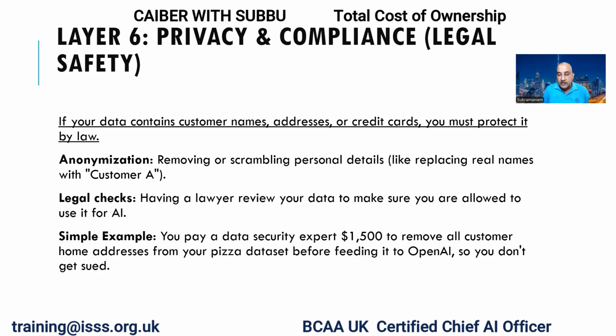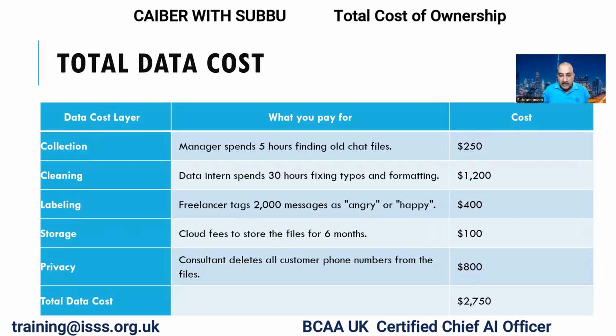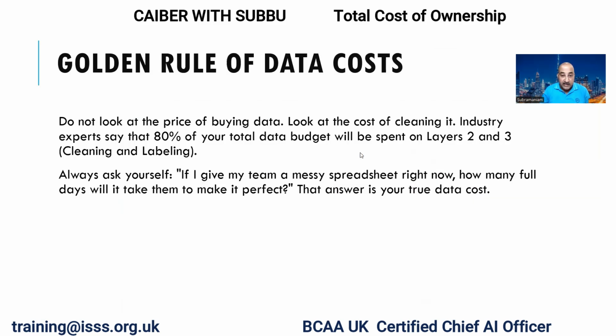So you pay a data security expert $1,500 to remove all the customer home addresses from the pizza data set before feeding it to OpenAI, or any other model. Ideally, at the data ingestion stage, you need to scrub all this personally identifiable information and personal data before you start feeding into the stage where the model is actually getting developed. So the total data cost per year, according to the calculation that we made, is 2,750 US dollars.